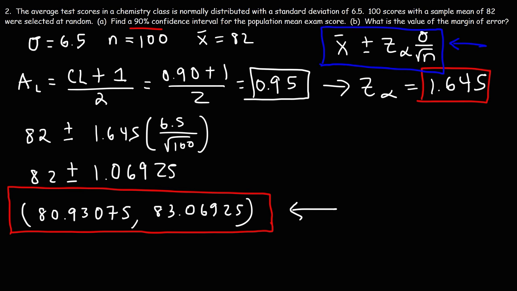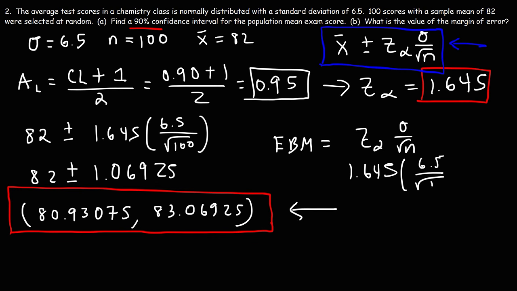Now, part B, what is the value of the margin of error? The margin of error, or the error-bound mean, is z alpha times sigma over the square root of n. So that's 1.645 times 6.5 over the square root of 100, and it's going to be, once again, this number.